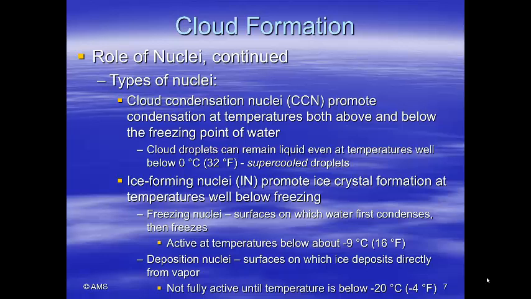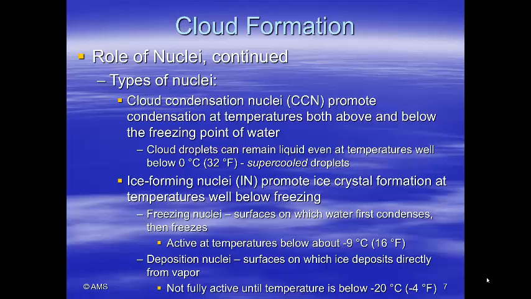There are two types of nuclei. There's cloud condensation nuclei, which promote condensation at temperatures both above and below freezing. Some cloud droplets can remain liquid even at temperatures well below 0 degrees. We call these supercooled droplets. These are droplets of water that are still liquid even below 0 degrees C.